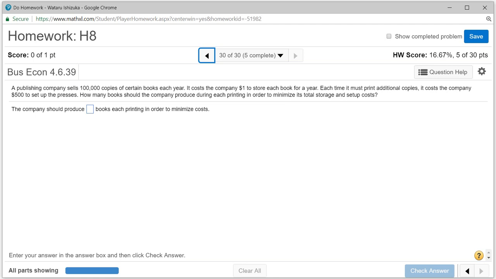All right, let's look at homework 8, problem number 30. It says: a publishing company sells 100,000 copies of certain books each year. It costs the company $1 to store each book for a year, and each time it must print additional copies, it costs the company $500 to set it up. So we want to minimize the total of the storage and the setup cost. All right, so let's do that.